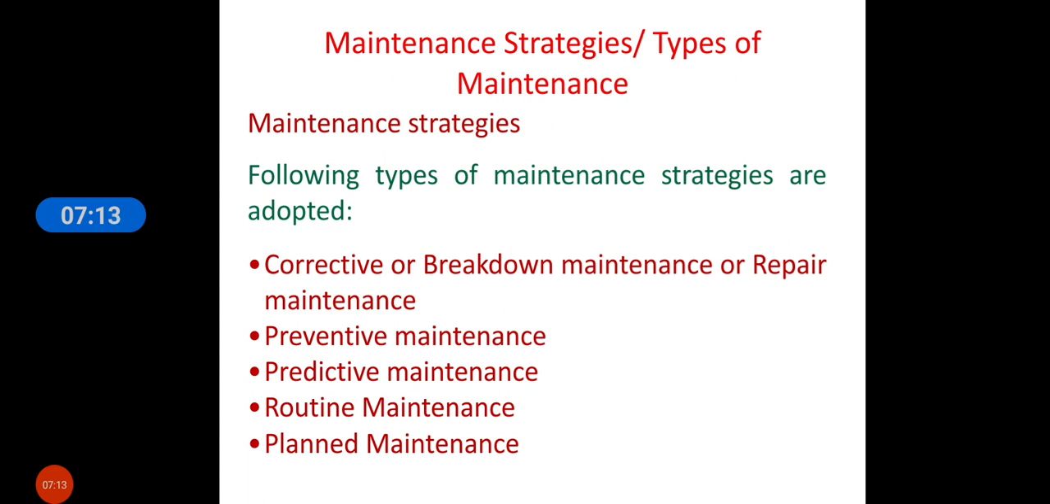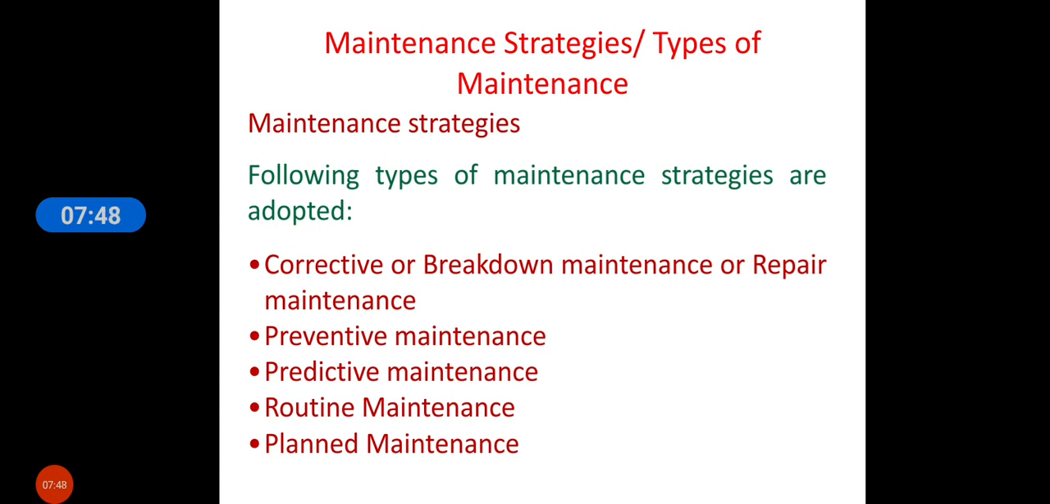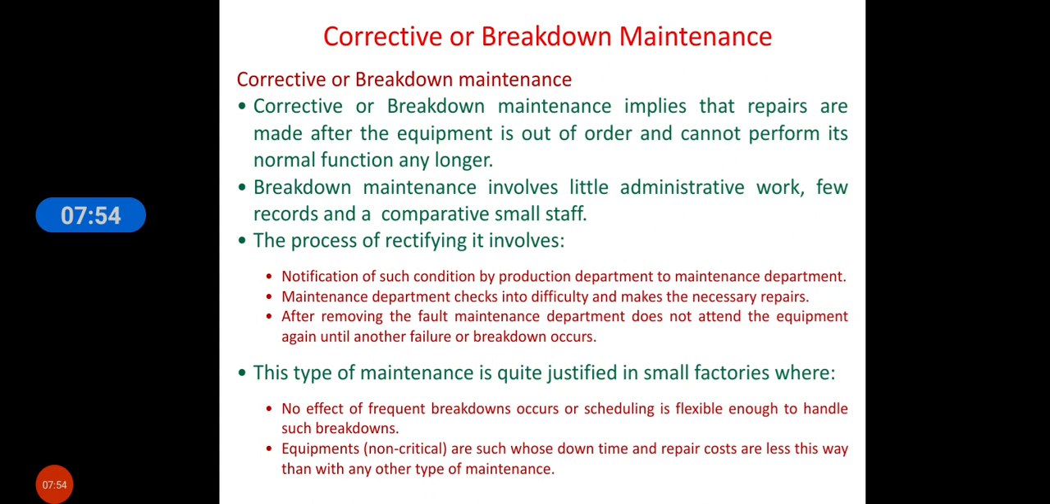Now maintenance strategy and types of maintenance. Maintenance strategy, we have the following types of strategy that we can adopt. One is your corrective or breakdown maintenance, or you can say repair maintenance. Then we have a preventive maintenance, then predictive maintenance, then routine maintenance, and then planned maintenance. And these 3 maintenance, predictive, routine and planned, come under preventive maintenance also. So you can broadly classify into 2, corrective maintenance and preventive maintenance. Okay. Now one by one, the corrective maintenance or breakdown maintenance.